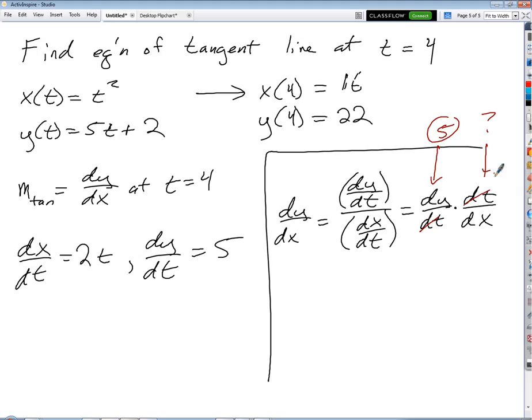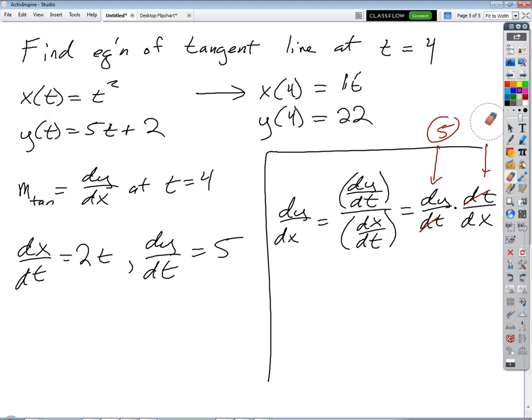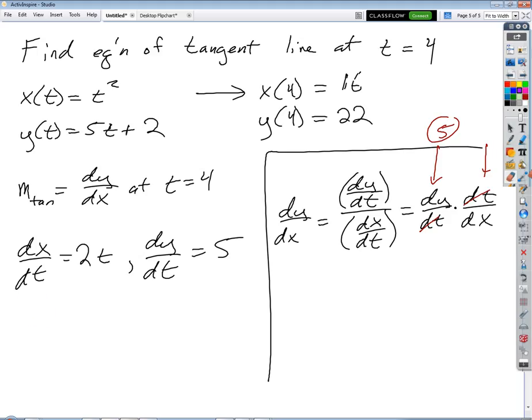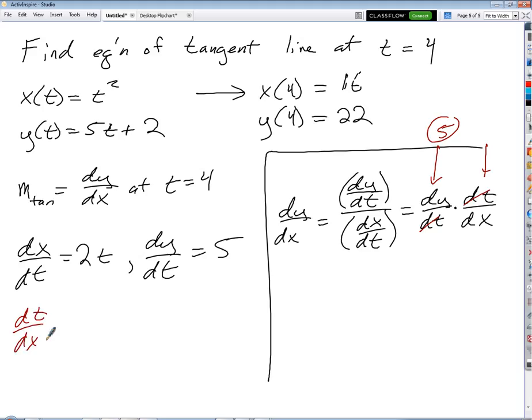We could either write this one as... wait, why is that? Because if dx/dt equals 2t, then dt/dx is 1 over 2t, okay? So it'd be 5 divided by 2 times 8, sorry, because t is 8.